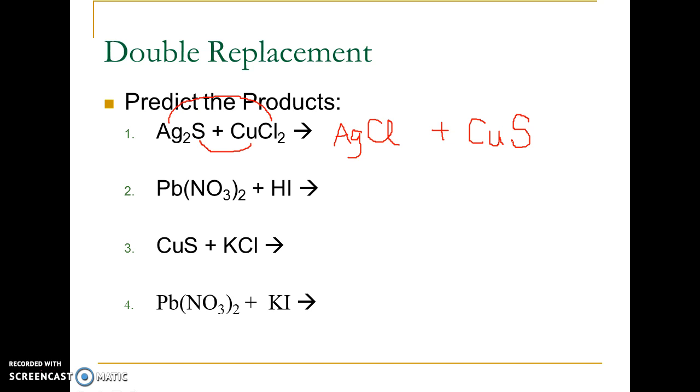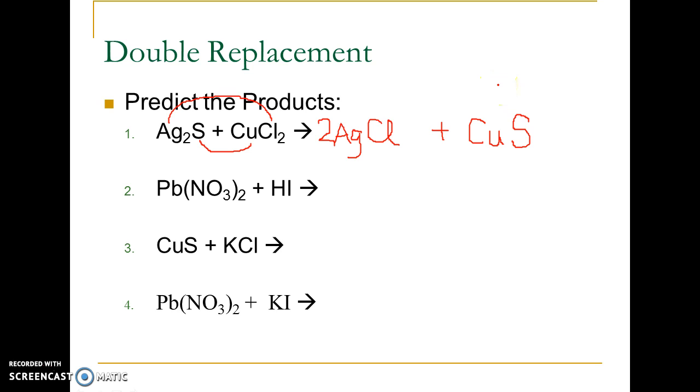Now let's balance this equation. I'm going to do metals, ions, nonmetals, oxygen, and hydrogen. I'm going to start with metals. I have 2 silvers here and I have 1 silver here. So I'm going to place a 2 for a coefficient to balance it out. I have 1 sulfur as a reactant, 1 sulfur as a product. 1 copper as a reactant, 1 copper as a product. 2 chlorines as a reactant and 2 chlorines as a product. I have balanced this chemical equation.